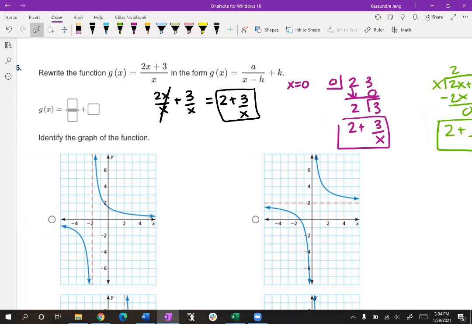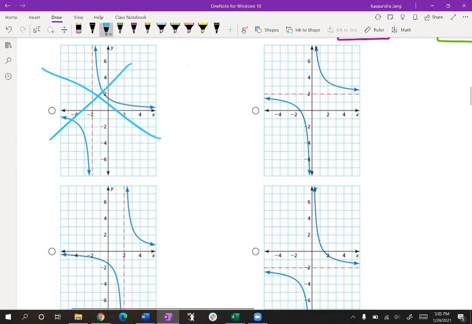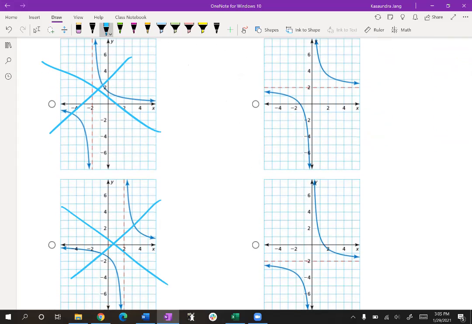They have us writing our fraction first. They want the 3 over x first, and then the 2. Sure, that's fine. And to identify the graph, this is going to be helpful for all of the transformations. So like this plus 2 is shifting everything up 2. And I don't think anything was added or subtracted to my x, so I don't have any horizontal shifts. Like this guy's out. I didn't shift to the left or right at all. Same thing with this one. I didn't shift left or right at all.